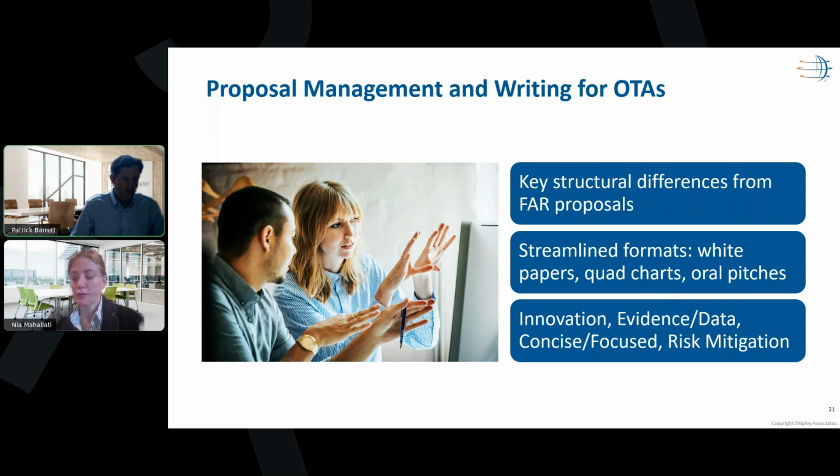They want evidence and data that you are innovative, that you have products, that you have discriminators, that you're putting in the benefit, not just the feature, and proof points and everything. Think concise and focused, and then also think risk mitigation. The government is very, very keen on risk, and on making sure that if there is a risk, you're talking about how you're going to mitigate that risk.